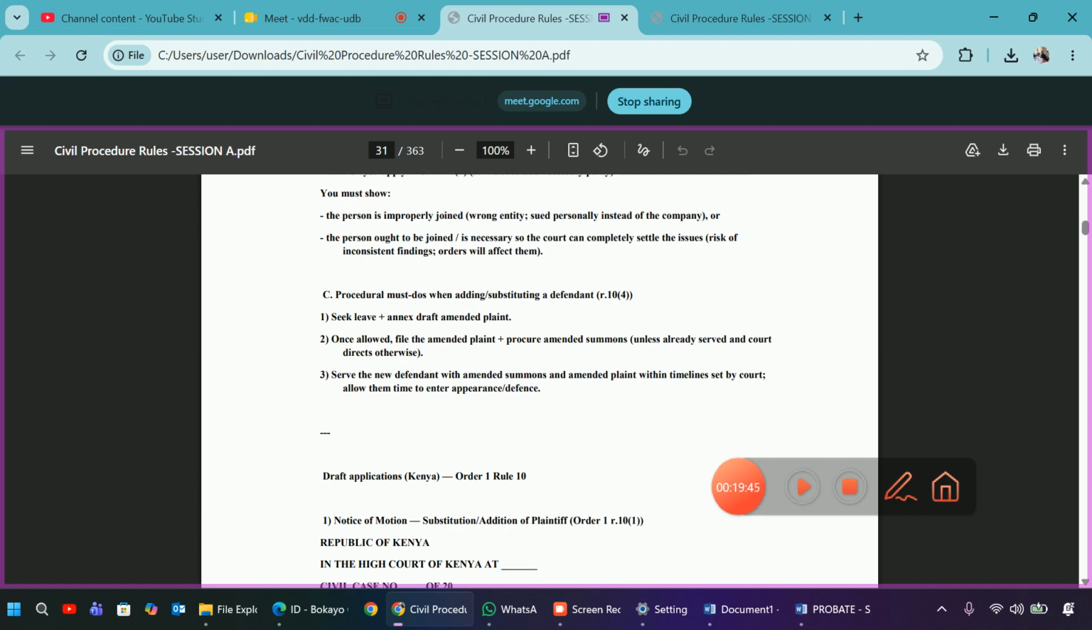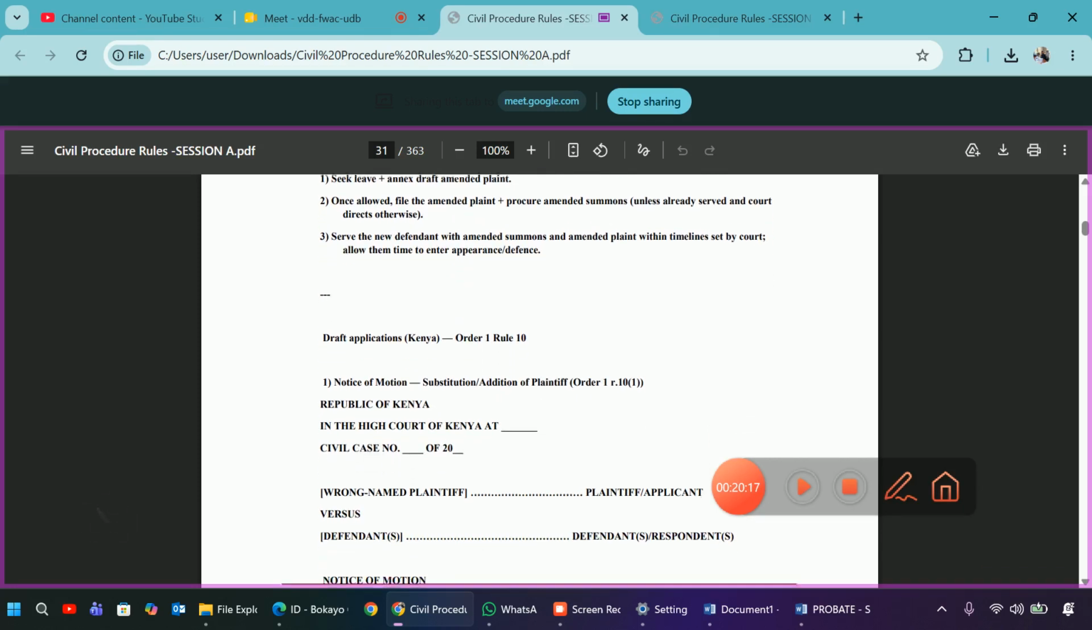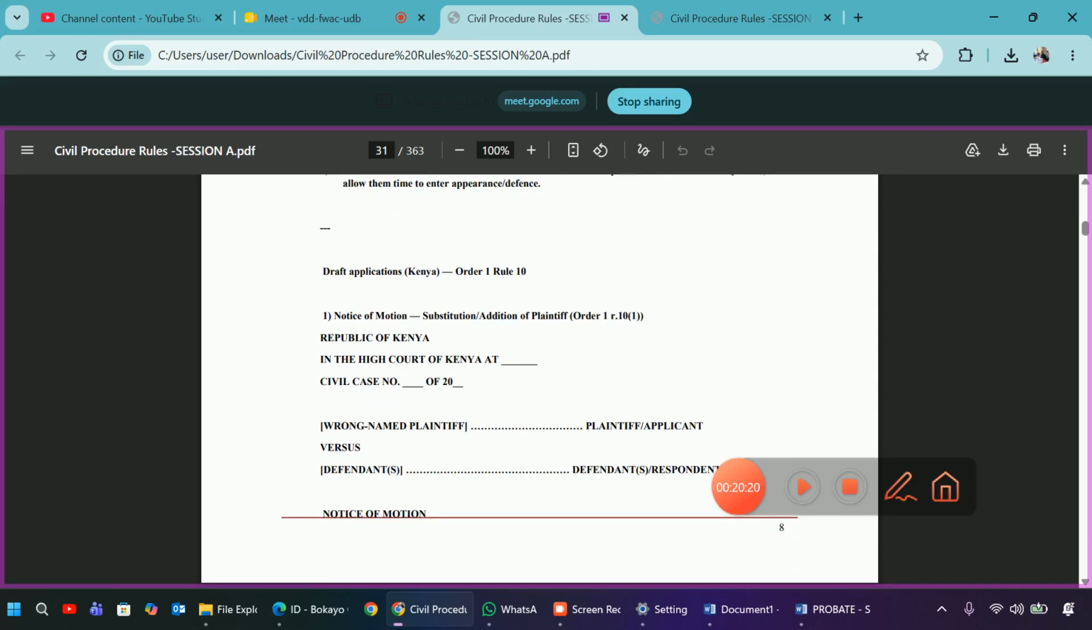Then procedural must-dos when adding or substituting a defendant. You have to seek leave and annex a draft amended plaint. So whenever you're doing this application to add or substitute a defendant, show that you are seeking the leave of the court, then annex the draft amended plaint. Once allowed, file the amended plaint and procure amended summons unless already served and the court directs otherwise. Then serve the new defendant with the amended summons and amended plaint within timelines set by the court. Allow them time to enter appearance or defense.